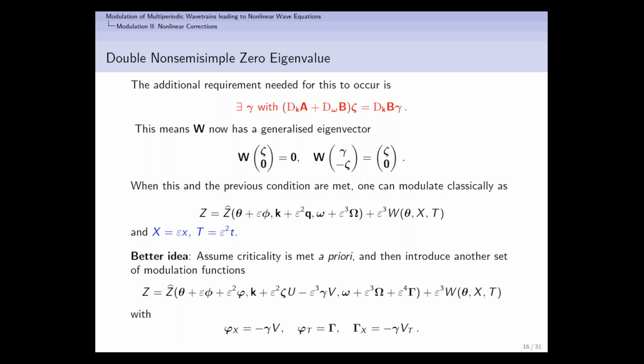Where the story changes slightly is when we have a double zero eigenvalue, which is non-semi-simple. Okay?